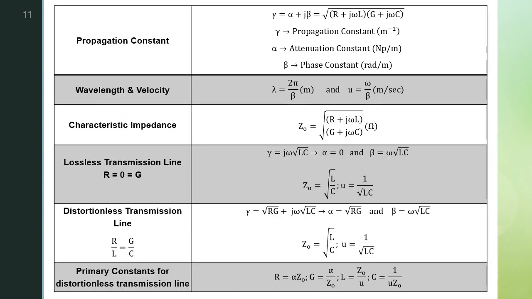So here we have just consolidated all the expressions which we have learned till now. First one was the propagation constant, then we derived wavelength velocity, then we got the expression for characteristic impedance, and we studied two special types of transmission line. One is the lossless transmission line where we got alpha equal to 0, and the second one was distortionless transmission line by applying the condition R by L equal to G by C. And then we determined the four primary constants of the transmission line in terms of alpha, Z0 and velocity. So now we'll try to solve some problems using these equations.